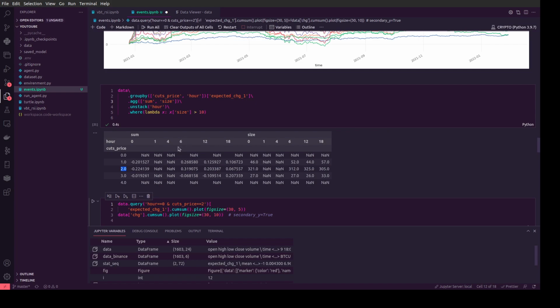But after 6 hours, this means hours for GMT 0, by Greenwich time. This is the time when you download data from Binance. This is the same data, same time. And you see, for example, if we have cuts price, and if we trade at 12 or 18, we have positive statistics.